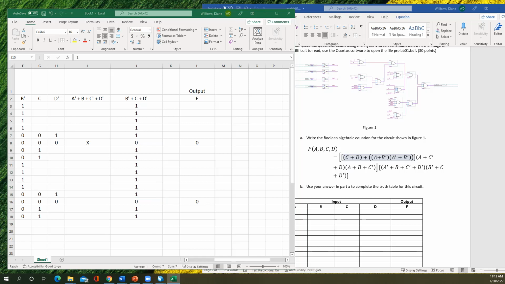All right. So Kenny, does that help answer your question on how to fill out that truth table in problem 2? Yeah, originally I was going to do it in a very complicated way, but it seems like you really streamlined it.